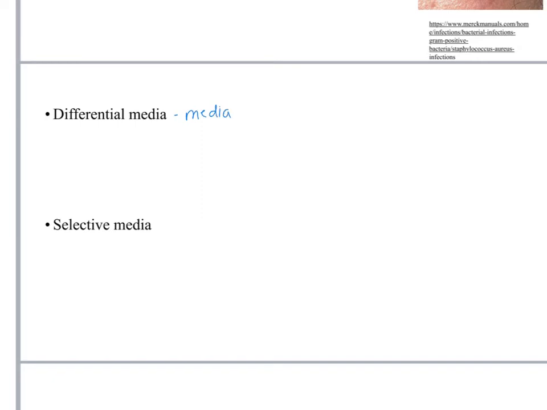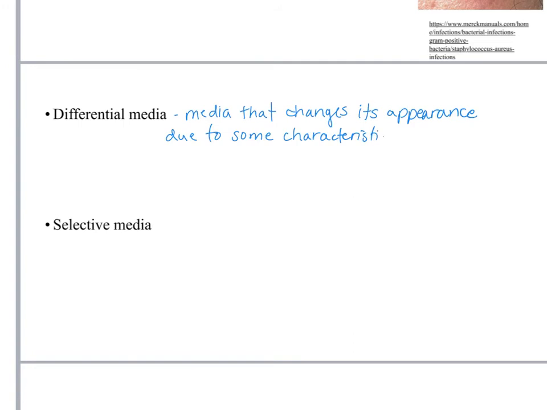This is media that changes its appearance due to some characteristic of the organism. Okay, so everything grows, but certain organisms will have a different appearance than others when you grow it on this medium. So, for example, the fermentation tubes.